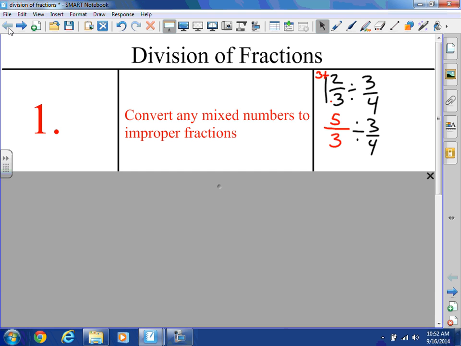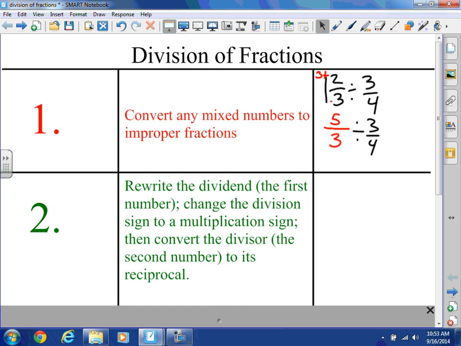And then you would change it. Okay, step number 2. You're going to rewrite the dividend, the first number. Change the division sign to a multiplication sign, then convert the divisor, the second number, to its reciprocal. So you are going to multiply by the reciprocal. And again, that's where it's KCF, right? Keep it, change it, flip it.